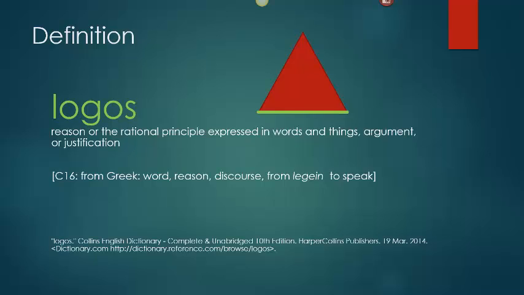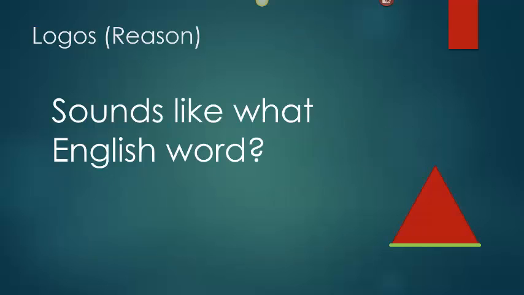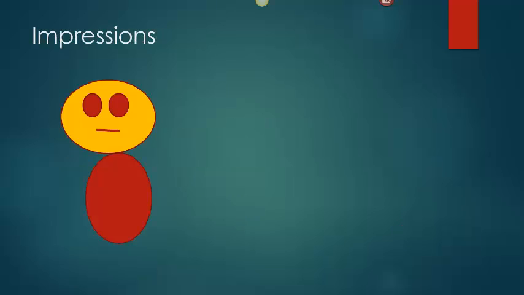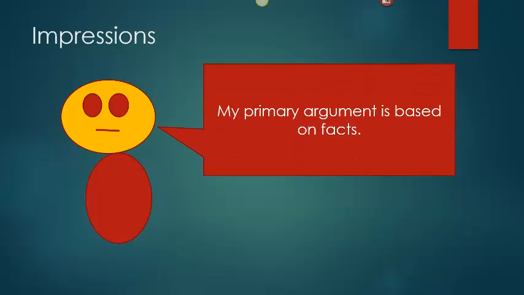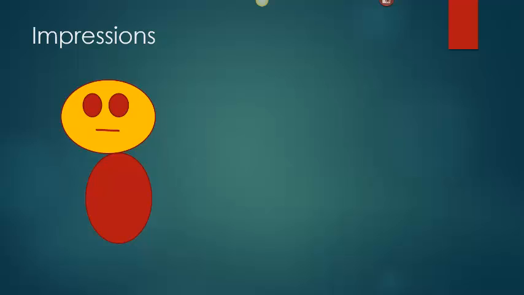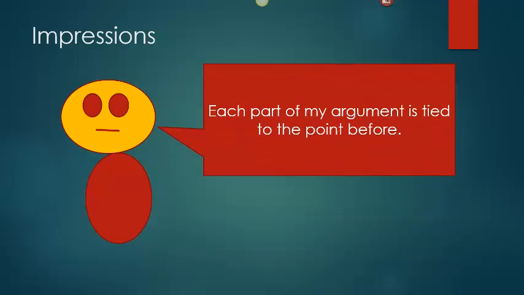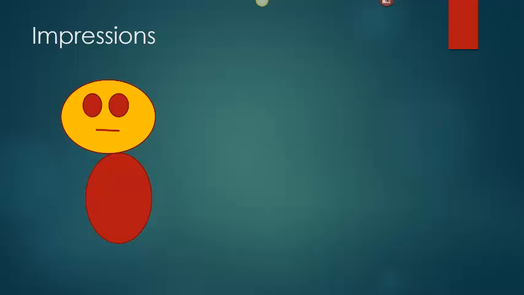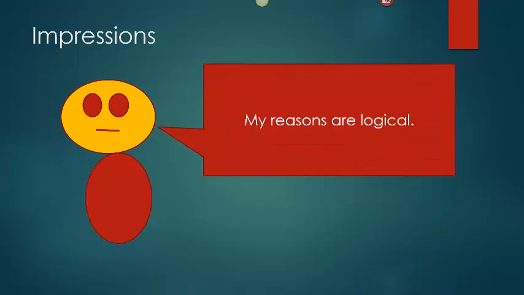Logos refers to the reason or the rational principle expressed in words and things, argument, or justification. It's reason. It sounds like what English word? Logic. So, if you want to engage logos, which is the most powerful and important mode of persuasion in academia, make sure your primary argument is based on facts. Make sure each part of your argument is tied to the point before. Your reasons need to be logical.